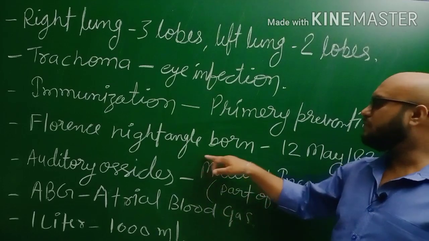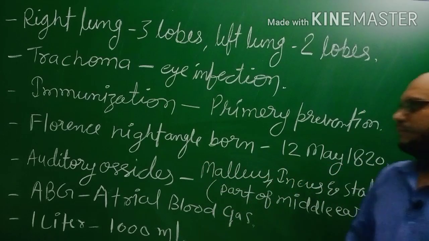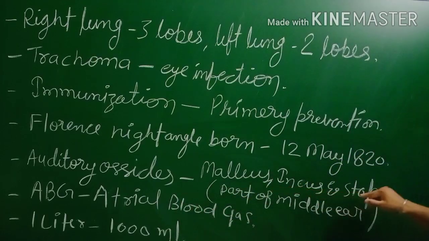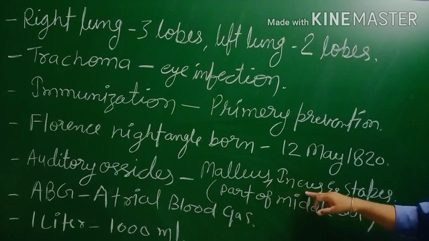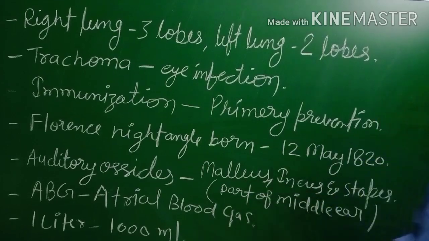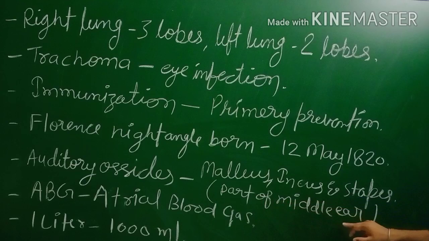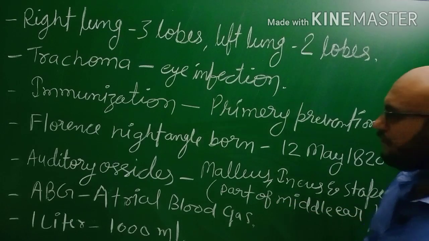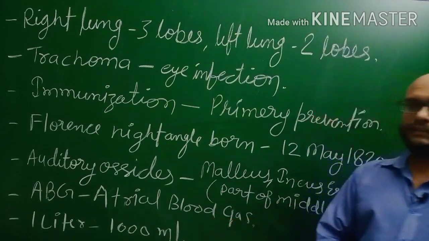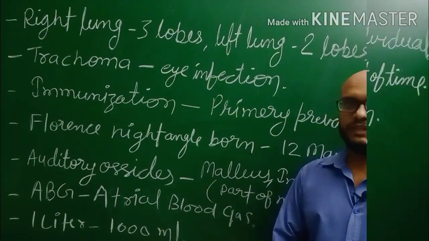Florence Nightingale was born on 12 May in 1820. There are a total of 3 auditory ossicles. These are malleus, incus and stapes. Malleus is a hammer-shaped bone and stapes is our body's smallest bone. All these auditory ossicles are part of the middle ear. Full form of ABG is arterial blood gas analysis. 1 liter equals 1000 ml.